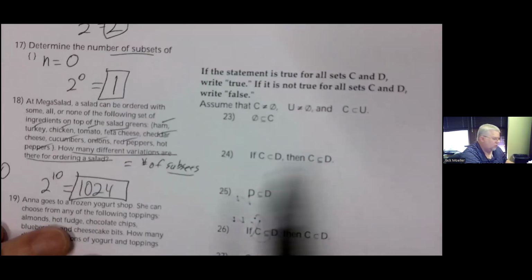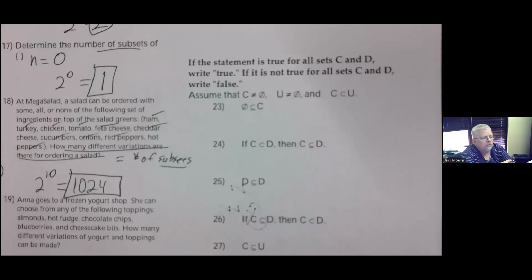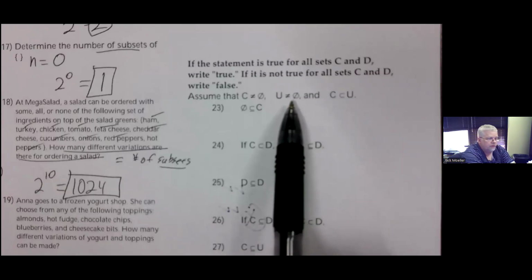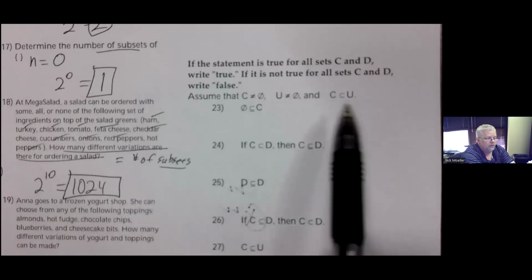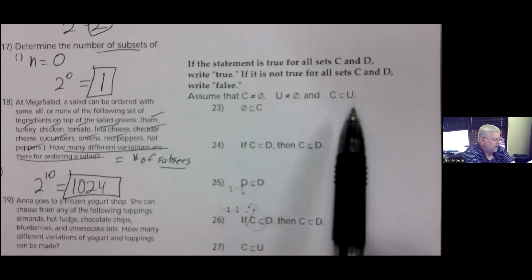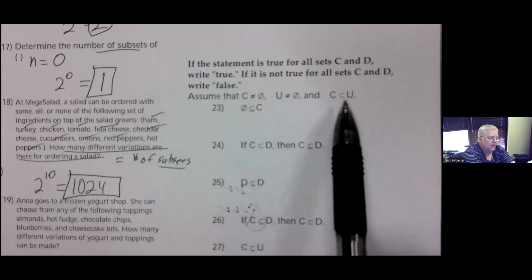Let's do a couple of these and then we'll jump to the homework, because in the homework there's more like this. All right. So if the statement is true for all sets C and D, write true. If it's not true, then write false, and then we'll explain it. So we're going to assume that C is not the empty set, and the universal set is not the empty set. And we're also assuming that C is a proper subset of U. So we're starting already knowing neither is empty, and then every element of C is in U, and C is smaller than U. It can't be equal.